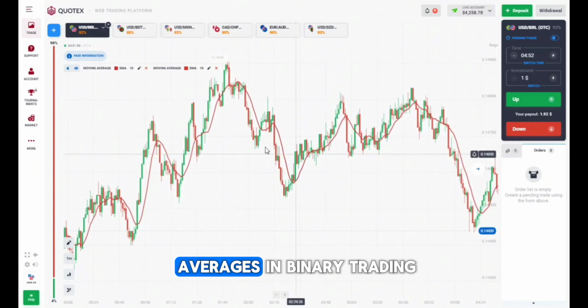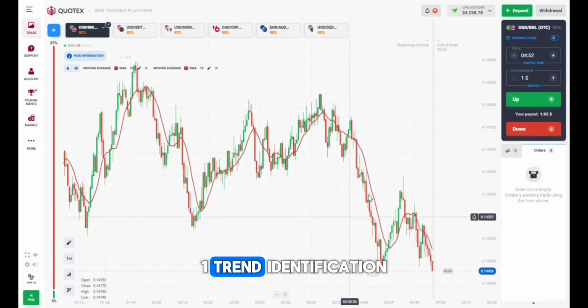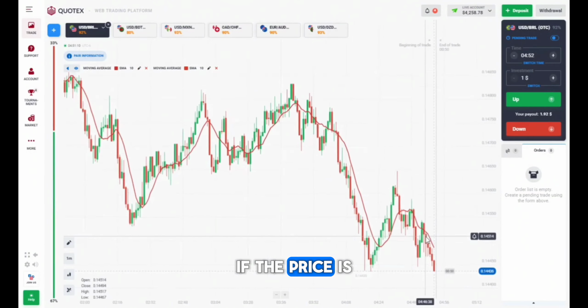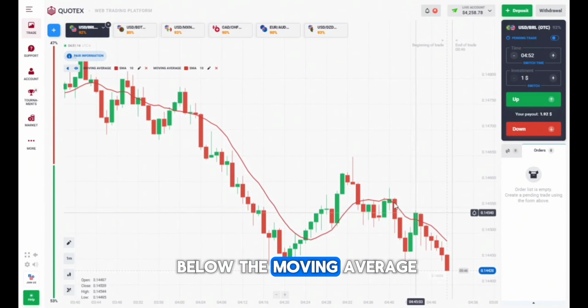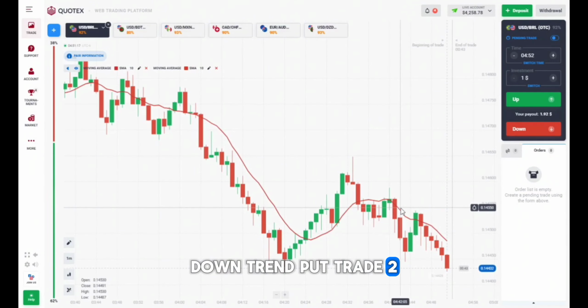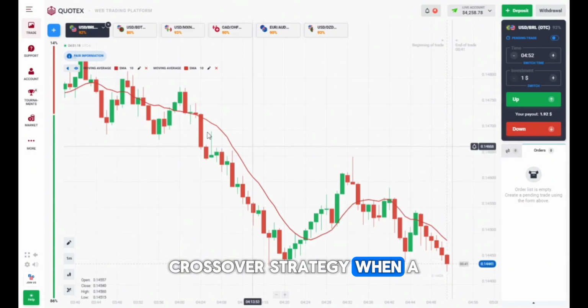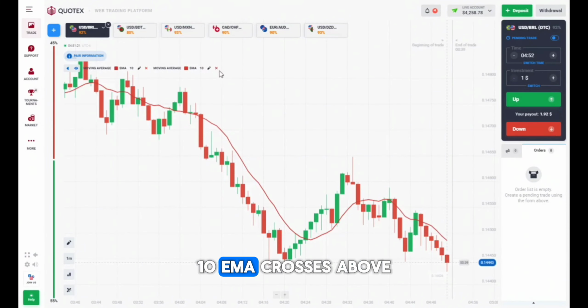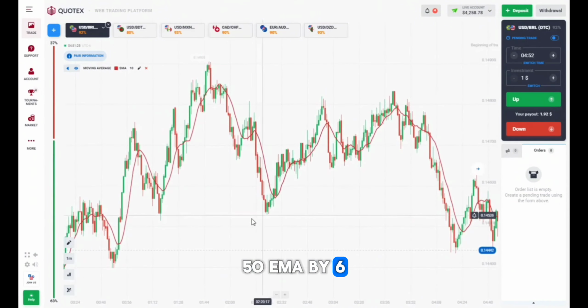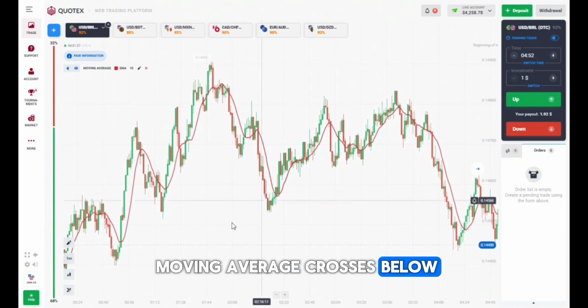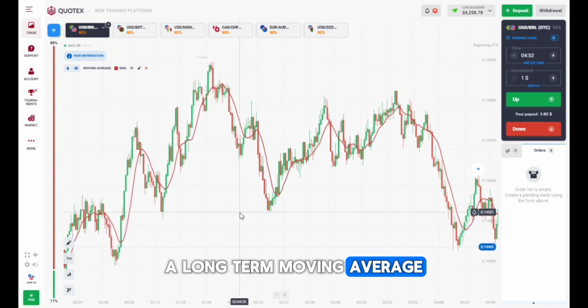How to use moving averages in binary trading. 1. Trend identification. If the price is above the moving average, uptrend, call trade. If the price is below the moving average, downtrend, put trade. 2. Crossover strategy. When a short-term moving average, 10 EMA, crosses above a long-term moving average, 50 EMA, buy signal. When a short-term moving average crosses below a long-term moving average, sell signal.